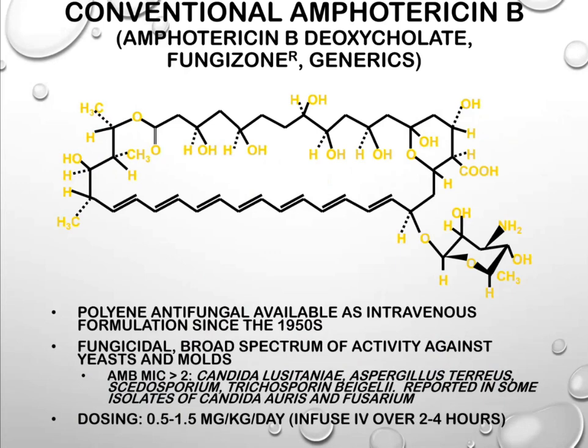So this is conventional amphotericin B, deoxycholate, Fungizone, OG amphotericin, right? This is a very potent fungicidal antifungal agent that we've had available to us since the 1950s. It's active against yeast and molds. Probably more important to talk about which fungus it's not active against. So it's not active against Candida lusitaniae, Aspergillus terreus, Pseudallescheria species, Trichosporon beigelii, and amphotericin resistance is reported in some isolates of Candida auris, and unfortunately, increasingly in Fusarium as well.